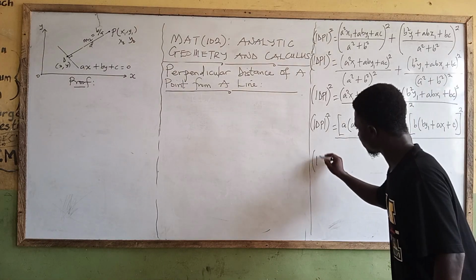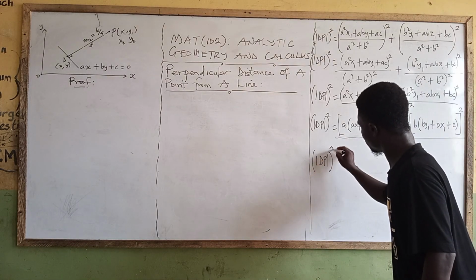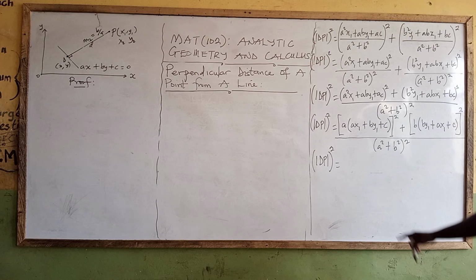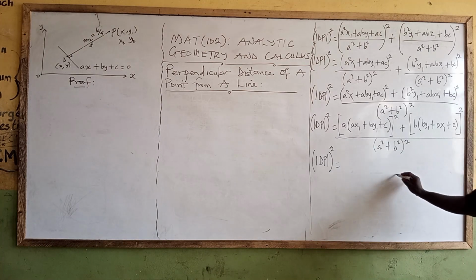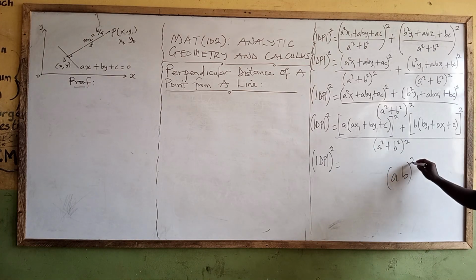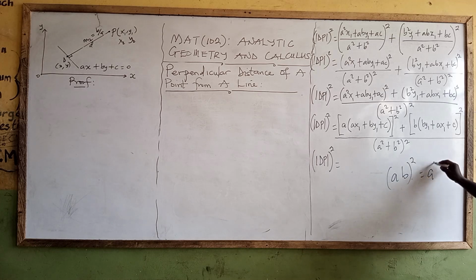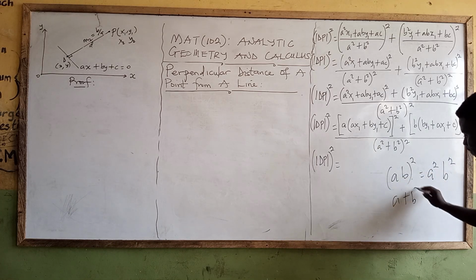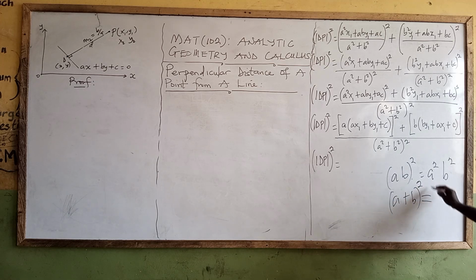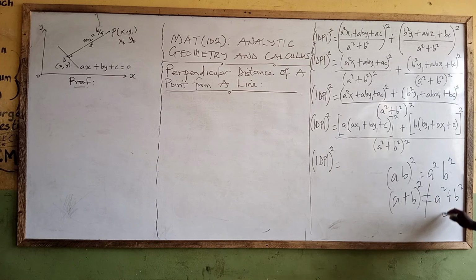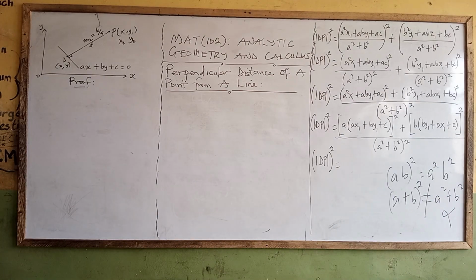So our length of DP all squared must be equal to, now don't forget, if I have ab all squared, mind you, it is the same thing as a squared b squared. But if you have a plus b all squared, it's never equal to a squared plus b squared. This one is wrong, right? Okay. So now let's proceed.